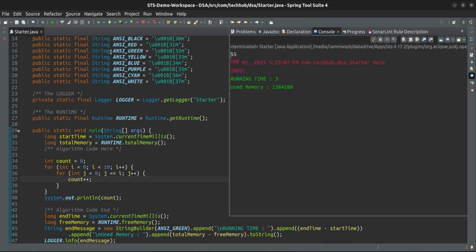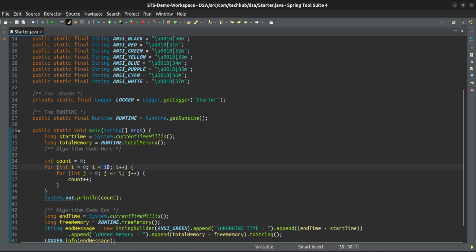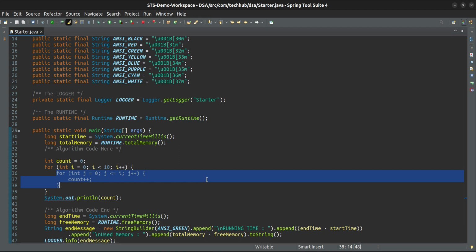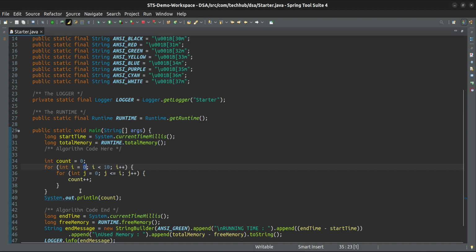55. How? Suppose take the example first of this one, what will be the complexity? 10. What will be the complexity for this one? You can't predict. It depends on this i only. What will be the value of i? First time 0, it will execute only one time. Next time it will execute 2 times. 3, 4, 5, 6, 7, 8, 9, 10.